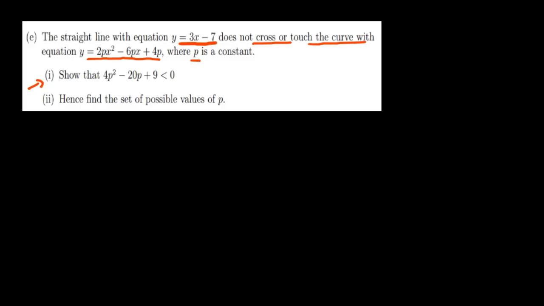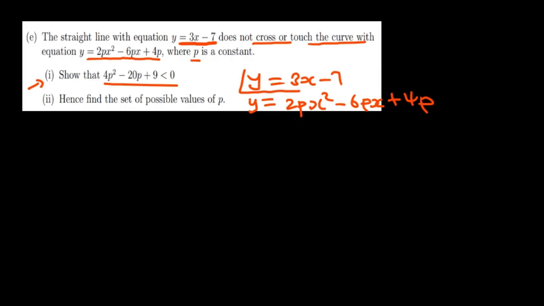So how are we going to show this? Okay, so remember what we've been given there. We've been given that y equals 3x minus 7. This is what we've been given. And then we've also been given another equation of the curve, which is 2px squared minus 6px and then plus 4p. Alright, so for us to show that this equation is true, we just have to substitute this equation of this curve here. Okay, we substitute it into this equation of the curve.